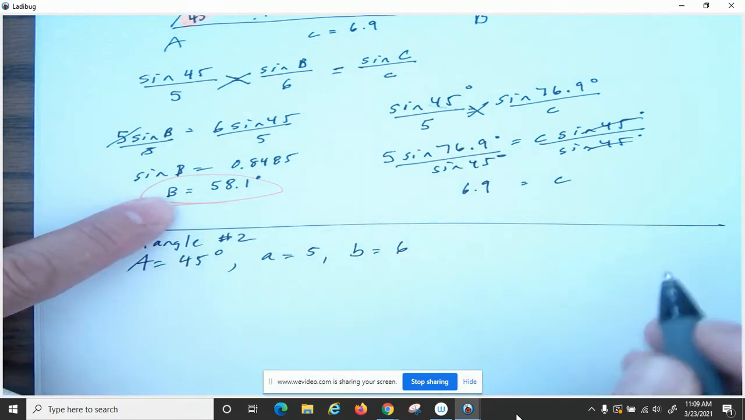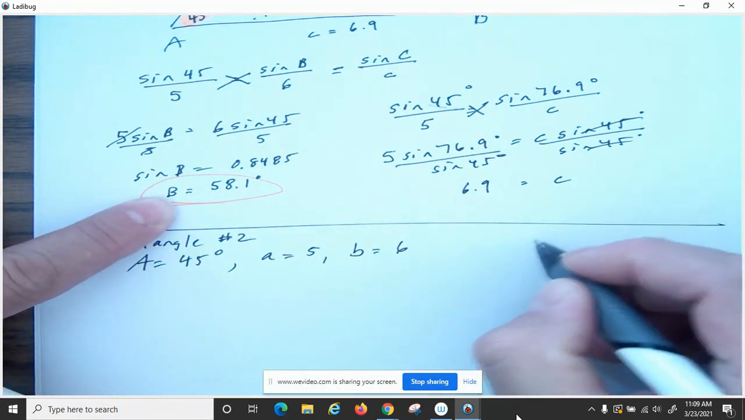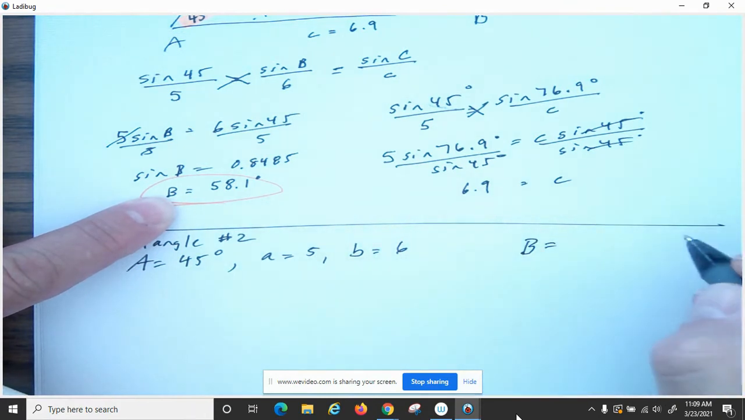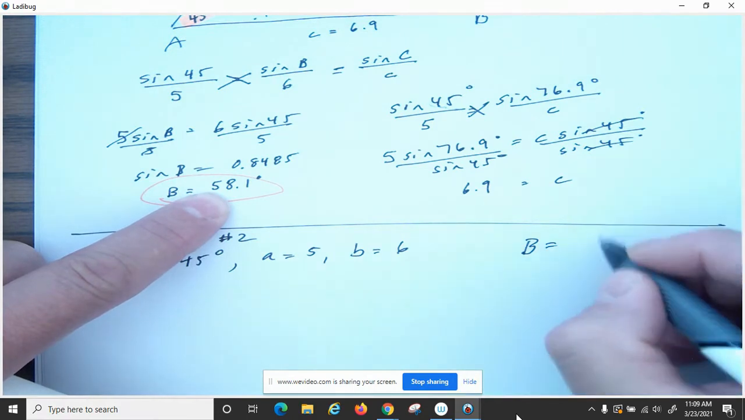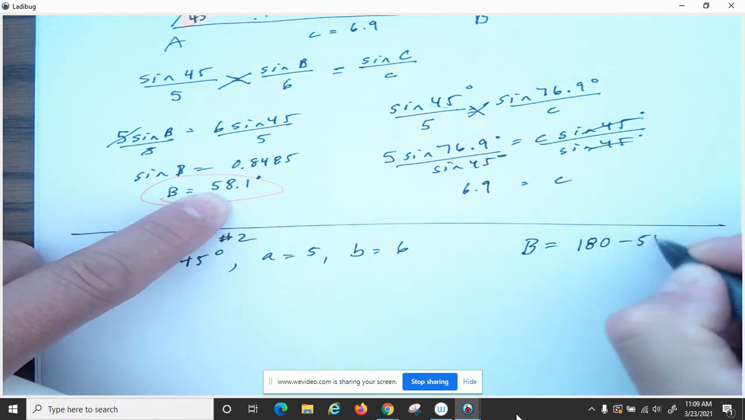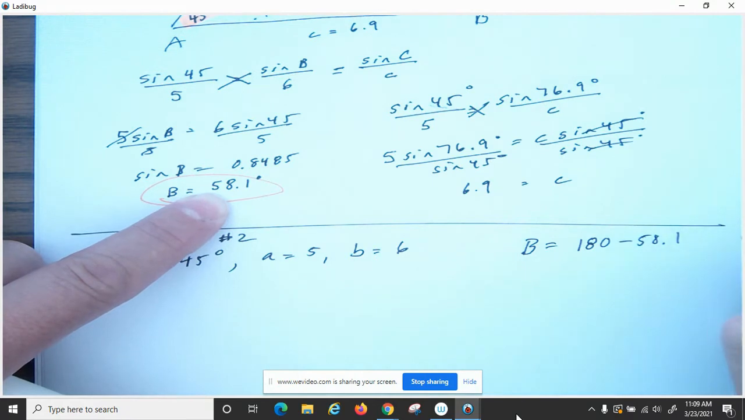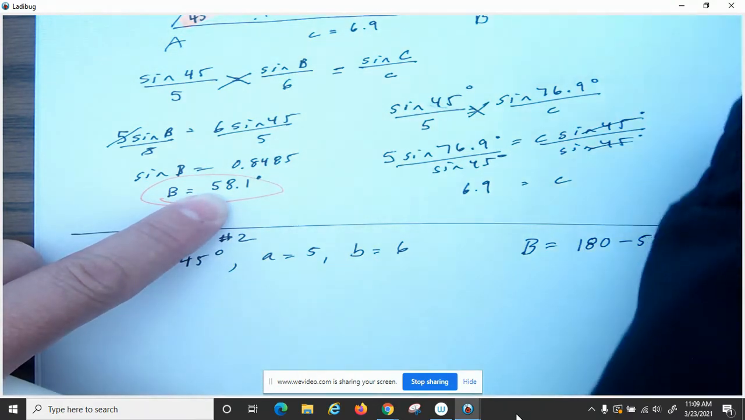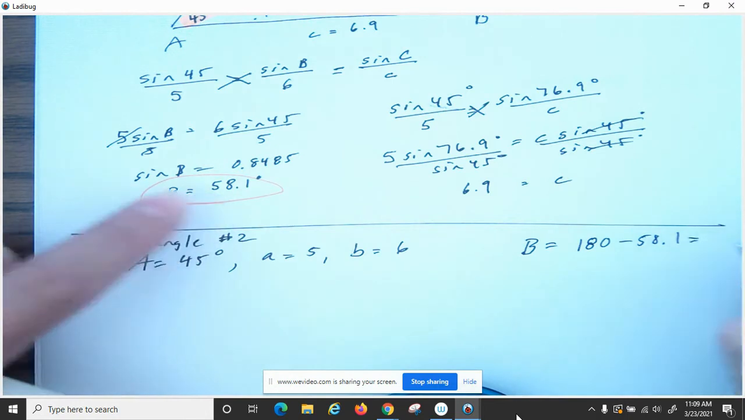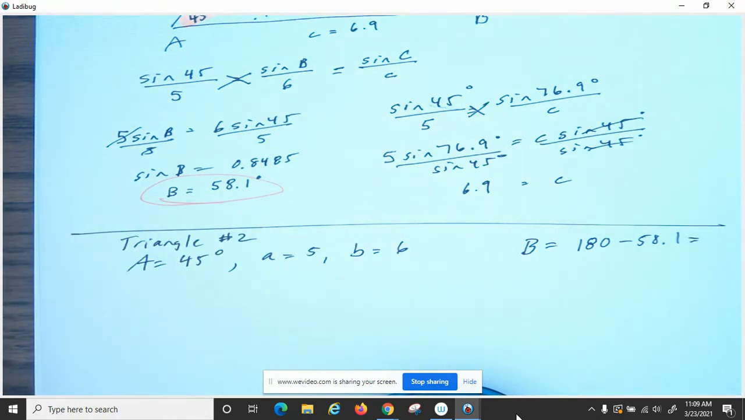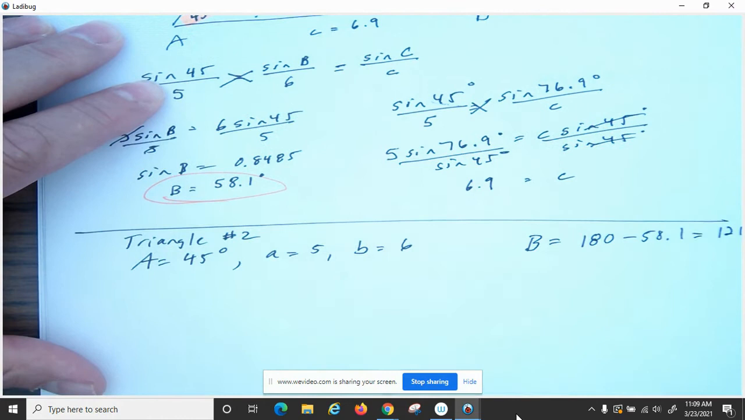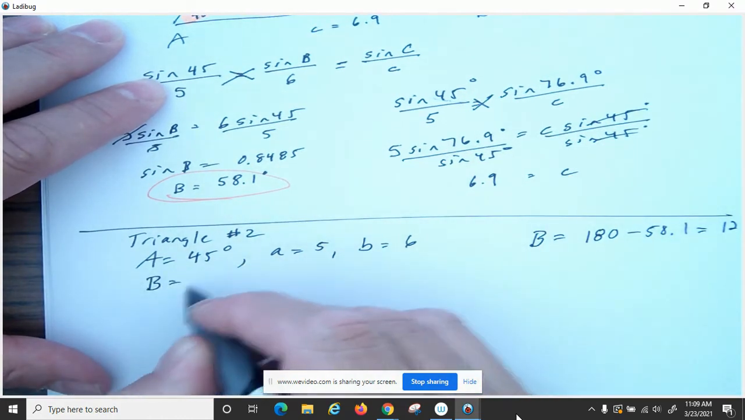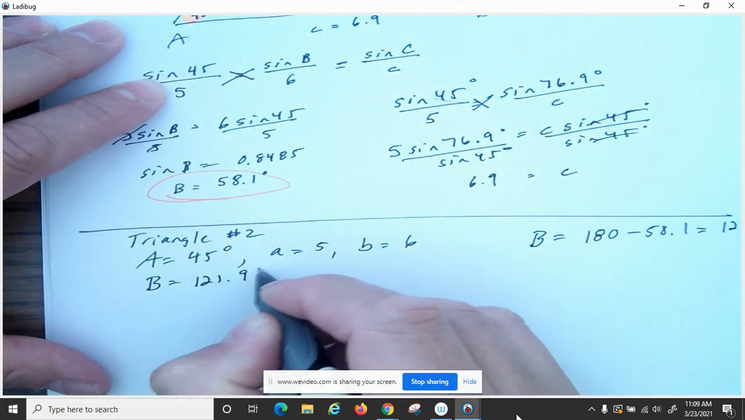All right, angle B in triangle number 2 will be equal to its supplement, angle B in triangle number 1. So that'll be 180 minus 58.1, and that will be equal to 121.9. All right, so angle B in triangle number 2 is equal to 121.9 degrees.